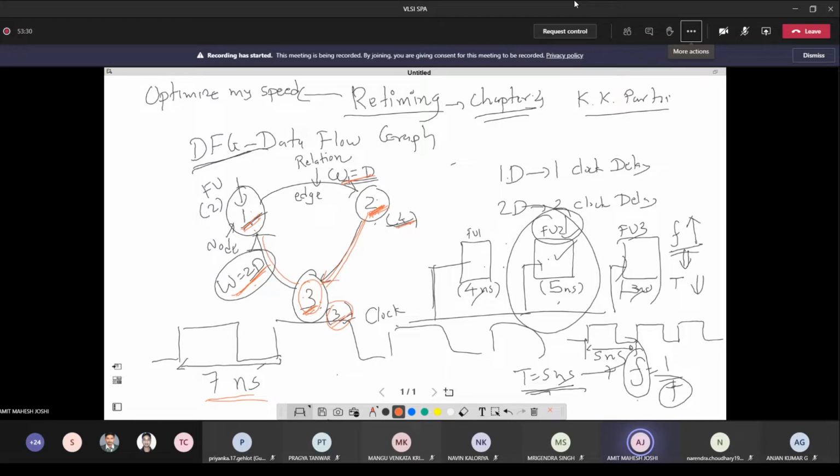And as I need to complete the execution of these two nodes in the same clock cycle, according to that I need to think about what should be my minimum clock period. Now that minimum clock period ultimately decides my, so this is T. So this T will decide my F. Now for this particular graph, this particular edge is basically defined as the critical path.